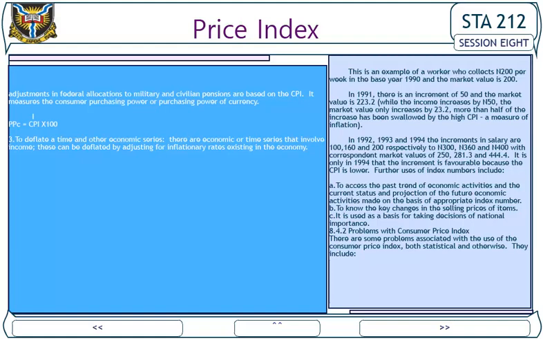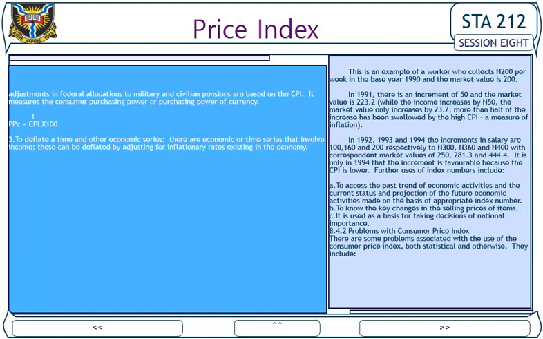Further uses of index numbers include: A. To assess the past trend of economic activities and the current status, and projection of the future economic activities made on the basis of appropriate index number. B. To know the key changes in the selling prices of items. C. It is used as a basis for taking decisions of national importance.